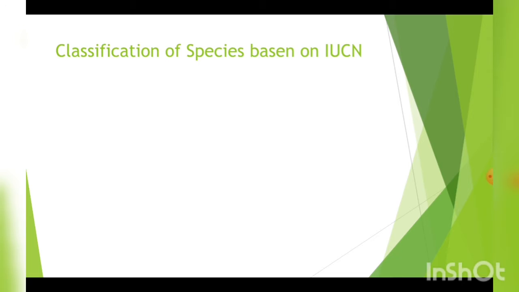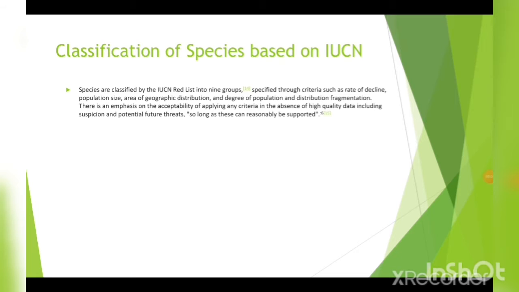Classification of species based on IUCN. Species are classified by the IUCN Red List into 9 groups, specified through criteria such as rate of decline, population size, area of geographic distribution, then degree of population and distribution fragmentation.